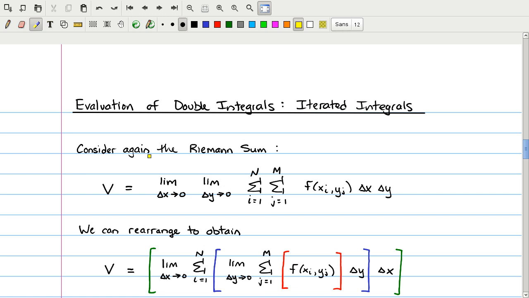Let's look again at this Riemann sum. I've just rewritten it from a previous page. It's the limit as delta x goes to 0 times the limit as delta y goes to 0. Sum over all the x slices, sum over all the y slices, times the height function, times the delta x, delta y. So I have all these pieces. These pieces are all multiplied together, and I'm taking four operations here. Sum over j, sum over i, limit as delta y goes to 0, and limit as delta x goes to 0. Now, there are specific criteria that allow you to interchange these different operations.